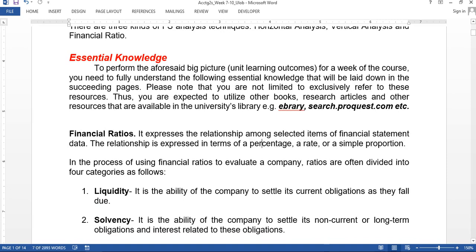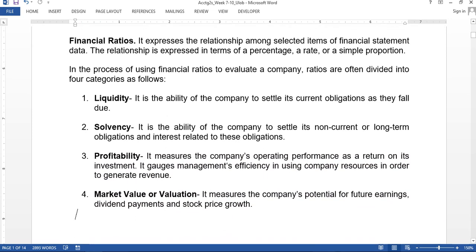So, usually percentage. So, in the process of using financial ratios to evaluate the company, ratios are often divided into 4 categories. So, meron po siyang 4 na category. The first category is liquidity. So, liquidity is the ability of the company to pay or settle current obligations as they fall due.